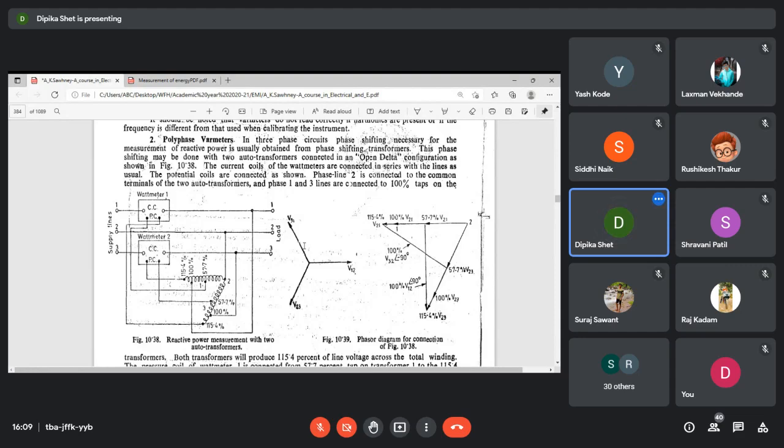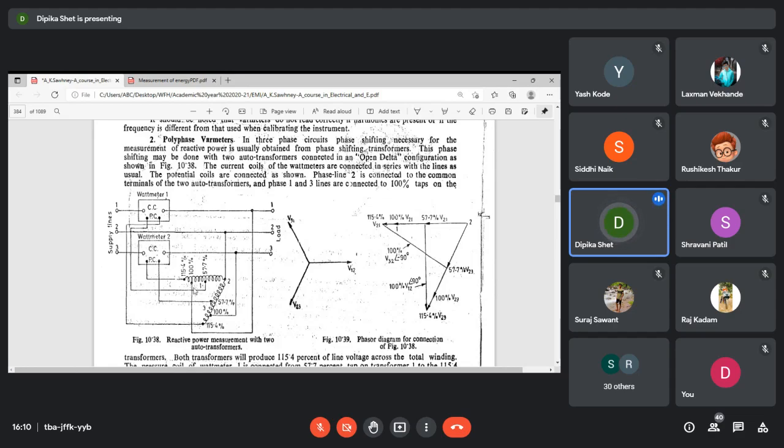So again, in three phase circuits, the phase shifting necessary for the measurement of reactive power is usually obtained from the phase shifting transformer, because we know that in three phase circuits the voltages are 120 degrees apart from each other. But in polyphase VAR meter measurements, in three phase circuit VAR measurements, the phase shifting necessary for measurement of reactive power is 90 degrees, and that will be obtained by using this phase shifting transformer.